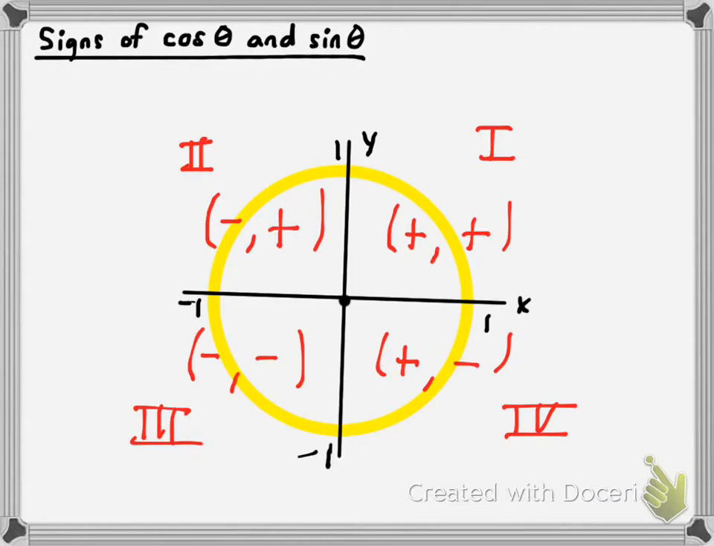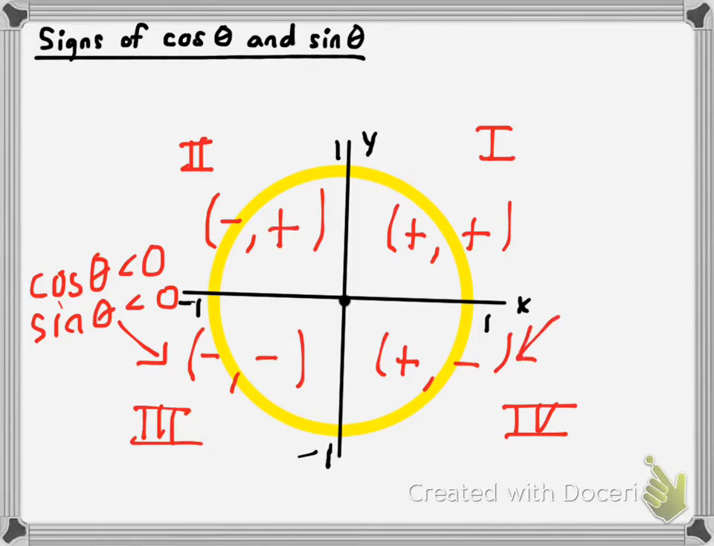So that would tell me, for instance, that in the third quadrant, the cosine of theta is less than 0, it's negative, and the sine of theta is less than 0. And in the fourth quadrant, since the x-coordinates are positive, the cosine of theta would be positive, greater than 0. But the y-coordinates are still negative there, so the sine of theta would be less than 0. Some things that you need to be able to think through.